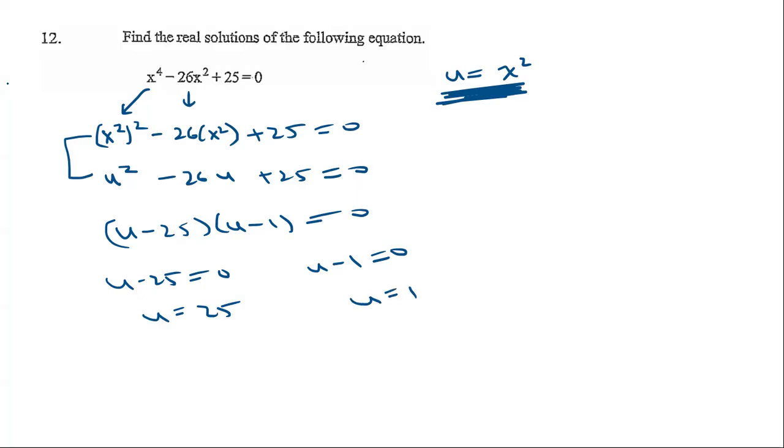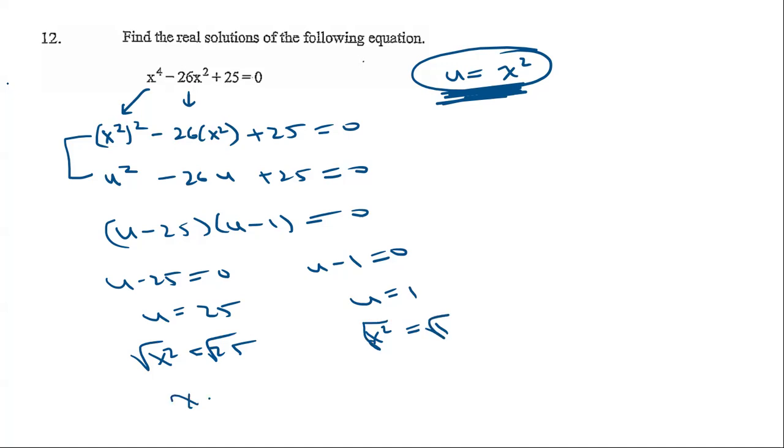Now I have to be careful because I'm not completely solved here yet, because this is u and I want x. So I've got to replace u by x squared and plug that back in. So this is going to be x squared equals 25 and x squared is equal to 1. Then I can take the square root on both sides. So x will give us plus or minus 5, and here x will give us plus or minus 1.